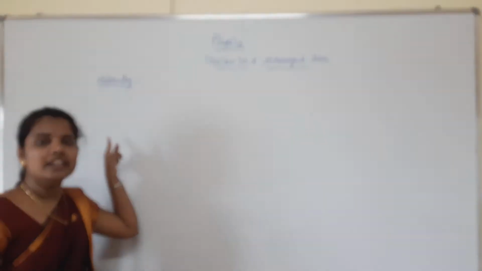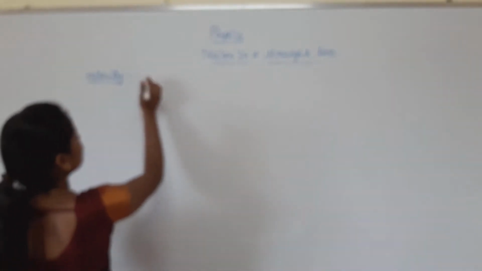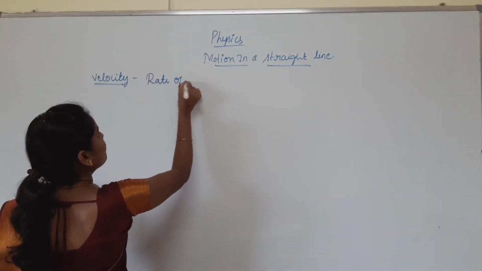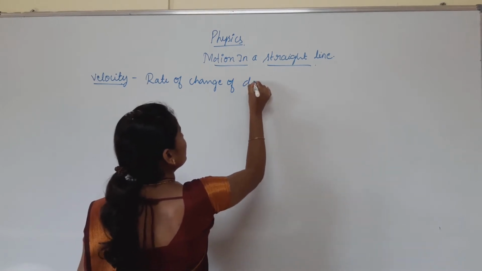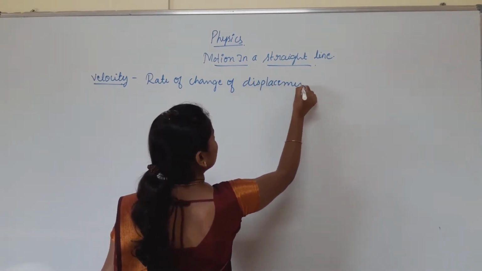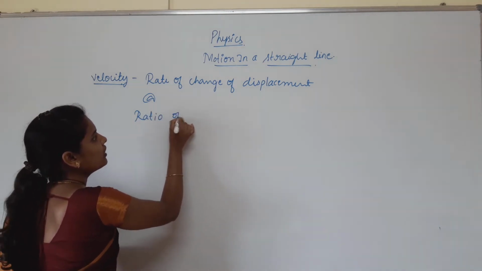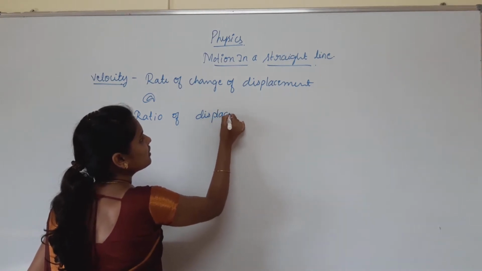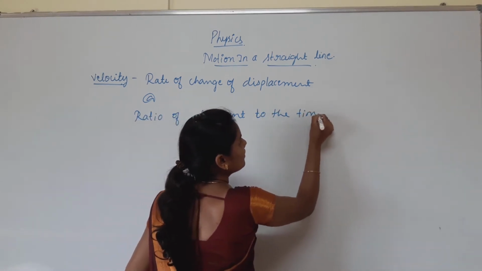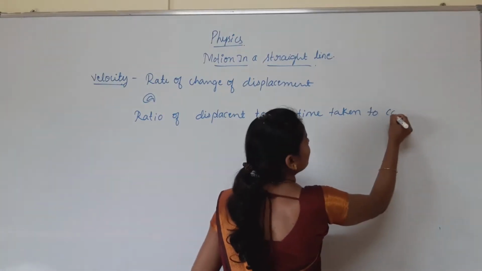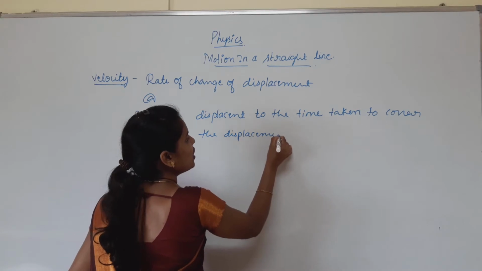Velocity is the rate of change of displacement. It is defined as the ratio of displacement to the time taken to cover that displacement, and it is called velocity.